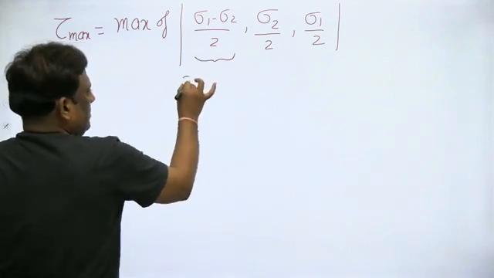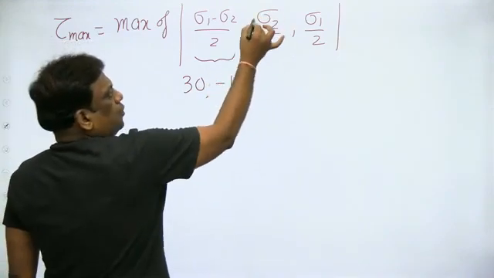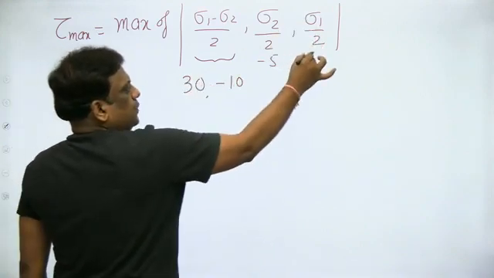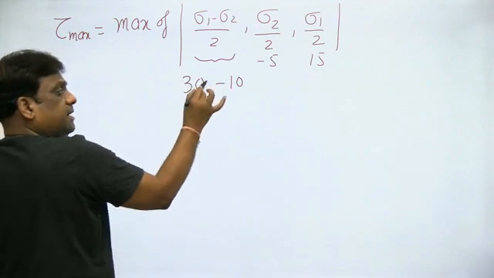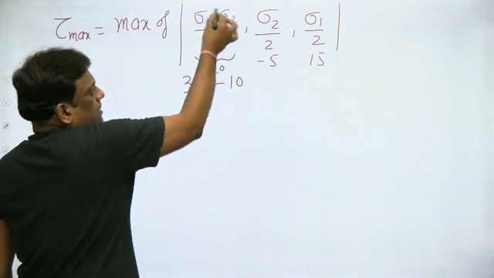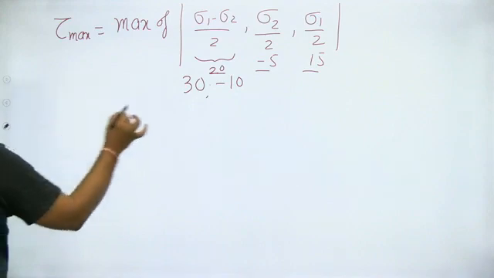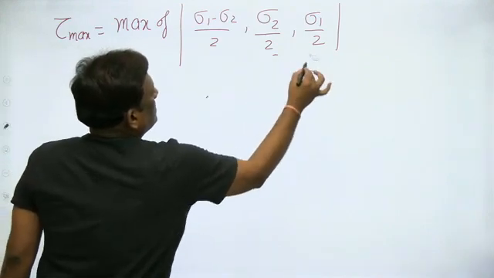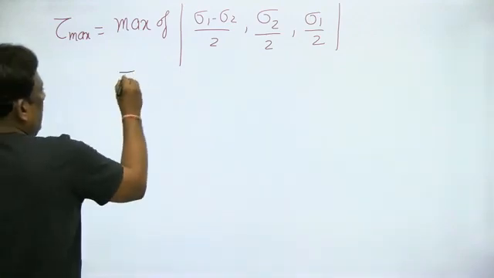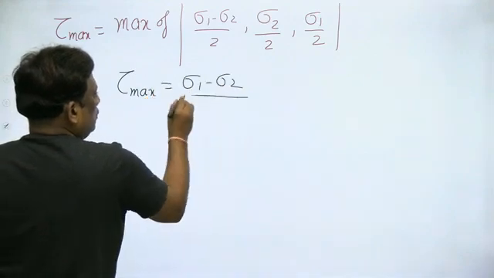For example, I'll give you an example. Let us say sigma 1 is 30, sigma 2 is minus 10. So sigma 2 by 2 will be minus 5. Sigma 1 is 30, 30 by 2 is 15. Now what about this? 30 minus of minus is plus, 30 plus 10 is 40, by 2 is 20. So 20 is the maximum, compared to 15 and minus 5. So therefore, always remember, when two principal stresses are of opposite nature, the maximum will be this. So I write tau maximum is equal to sigma 1 minus sigma 2 by 2.